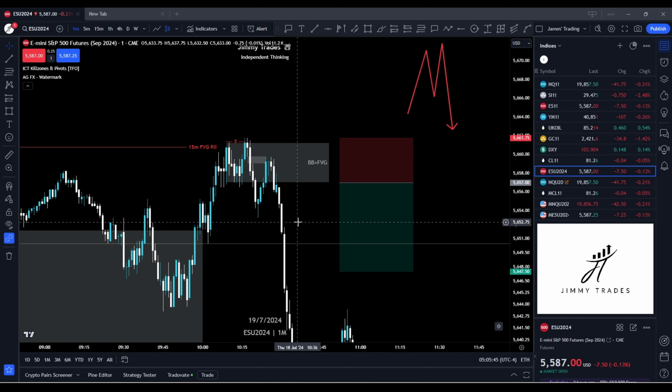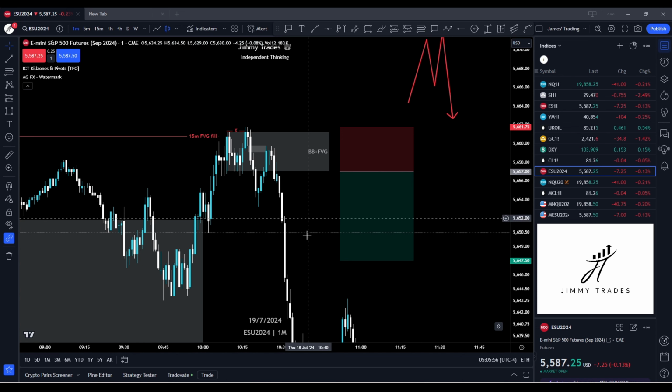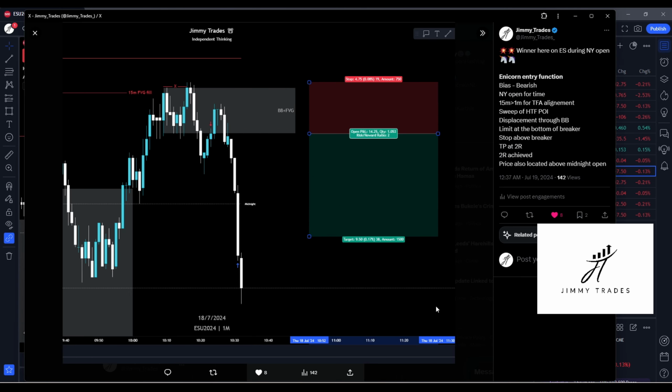The executions aren't on because it was on a funded account, and they reset the executions every day, so you lose the executions. But if we have a quick look over here at Twitter, where I posted the trade, you can see there's our entry and there's our exit. That's on that candle at 2R. So it was a nice New York Open trade.